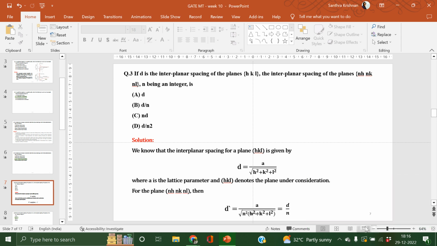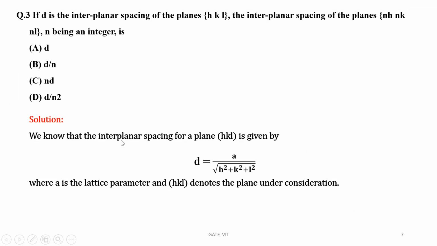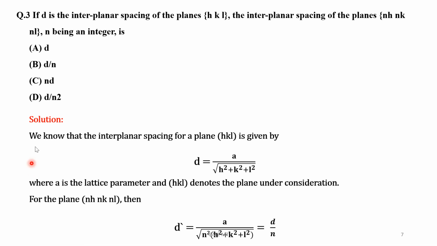So, for those who didn't understand this question, we know that the interplanar spacing for a given plane is D equal to A by root of h square plus k square plus L square, where A is the lattice parameter and HKL denotes our plane under consideration. Then what happens for the plane NH, NK, NL? We substitute, let it be D prime, equal to A by N times root of h square plus k square plus L square. Therefore, when this is substituted by D, it becomes D by N. So is it clear for all of you? The answer is option B, D by N.